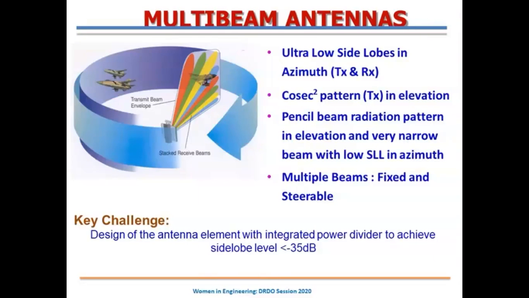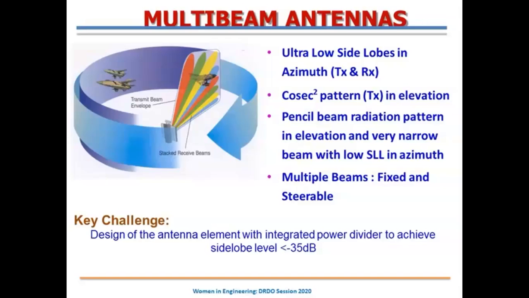The other antennas that we work on for radars are multi-beam antennas. In this, the transmit beam is required to cover a broad region, but while receiving, we have to discern the height of the target. So for that, in reception, we have multiple beams. These multiple beams should have low side lobe levels.